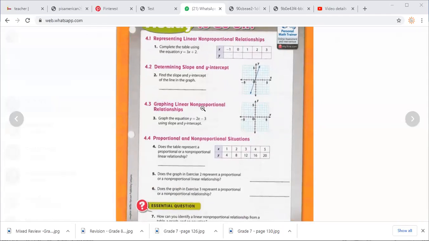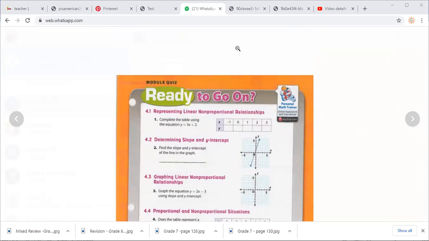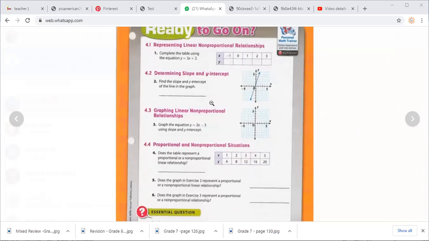In lesson 4.2, we want to find the slope and the y-intercept of the line in the graph. Then he wants us to find the y-intercept and the slope from the graph. Who is going to tell me what is the y-intercept and what is the slope in this question, and how we will find it from the graph? Ahmed, go on.